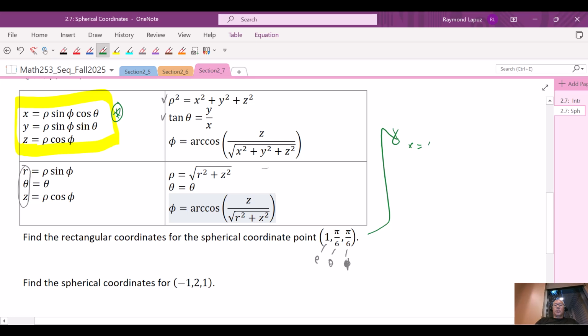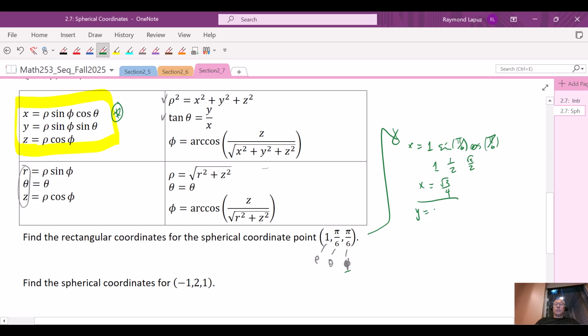So rho is equal to 1. We have the sine of phi. Phi is pi over 6. This is phi, so that's sine pi over 6, but the theta is also pi over 6. And so sine of pi over 6 is 1/2. This is root 3 over 2. So 1/2, root 3 over 2, and 1. So then x is going to be equal to root 3 over 4.